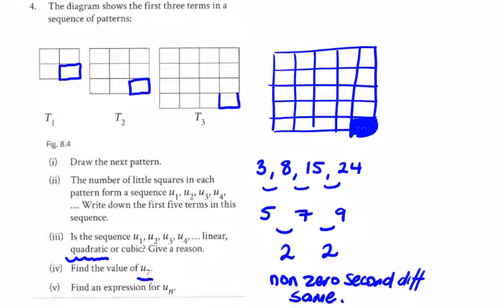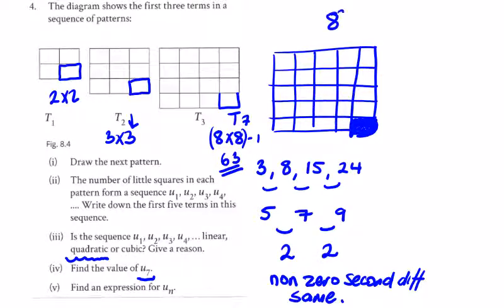So find the value of U7. So we could keep going. T1 is 2 by 2, say minus 1. T2 is 3 by 3. So T7, you can see 3, 1 more than 2, it's going to be 8 by 8, 64 minus 1. So there's going to be 63 blocks in it, or 8 squared minus 1, or n plus 1 squared minus 1, which we multiply out will be n squared plus 2n plus 1 minus 1, or n squared plus 2n.